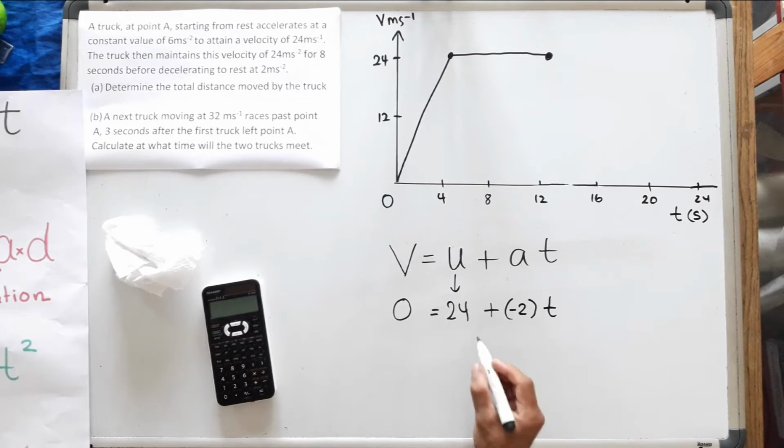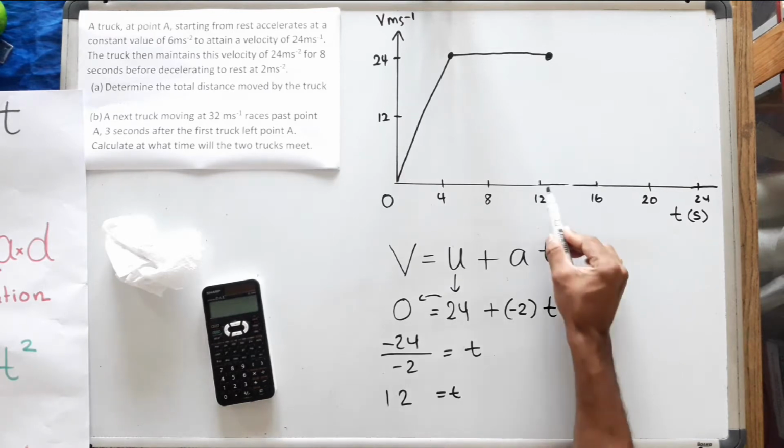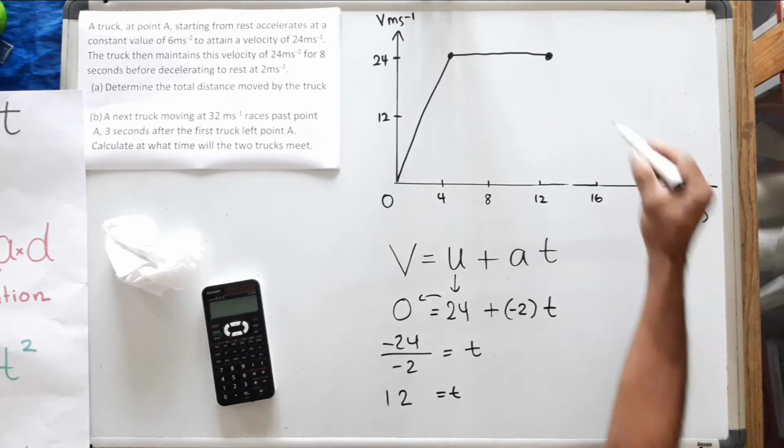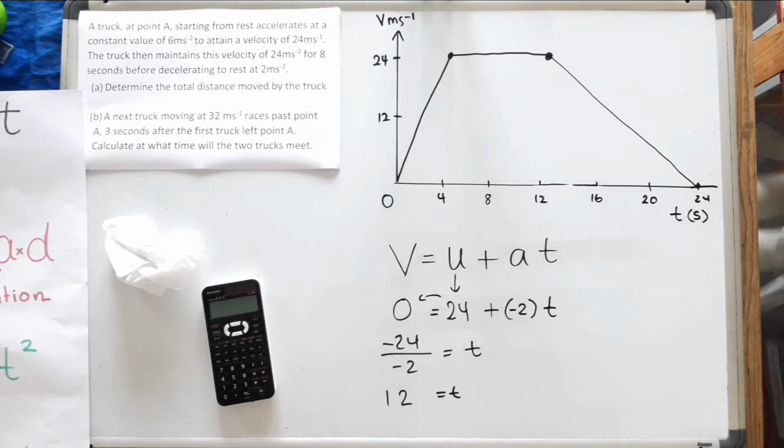Let's solve for t. This should be really easy. You're just going to throw across positive 24 to get minus 24 and then divide by -2. We're going to get 12 seconds. So it's going to take 12 seconds to go to rest. I'm lucky I drew this perfect. If we're at 12 seconds, then the next 12 seconds will bring us to 24. So that's the sketch for the first part.